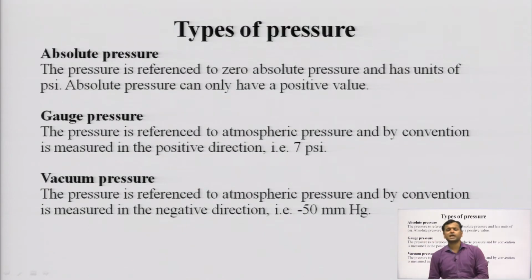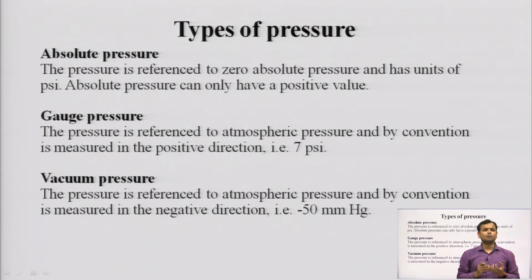Now, there are various types of pressure. First we have understood what pressure actually is, it is proportional to the force. According to that, there are mainly three classifications of pressure. First is absolute pressure, second is gauge pressure, and third is vacuum pressure. So, first we need to see the absolute pressure. The definition of absolute pressure is that the pressure is referred to zero absolute pressure and has units of PSI, and absolute pressure can only have positive values.